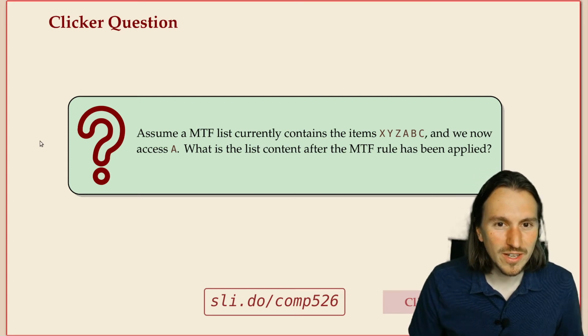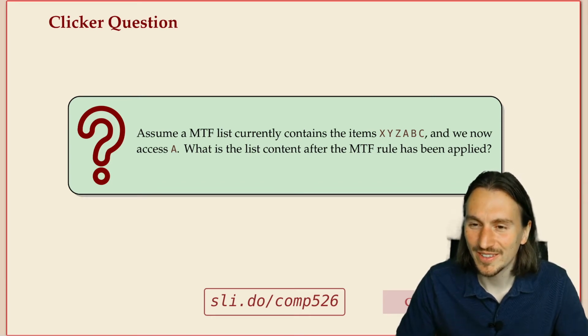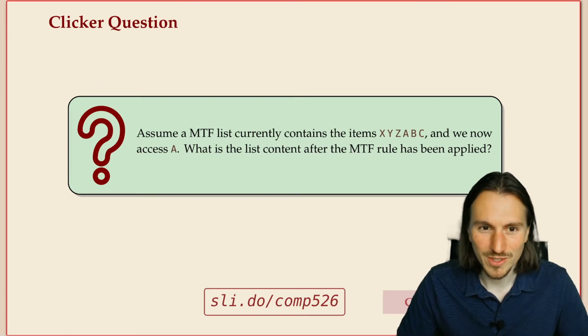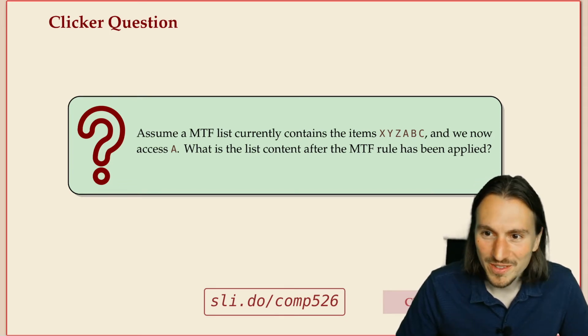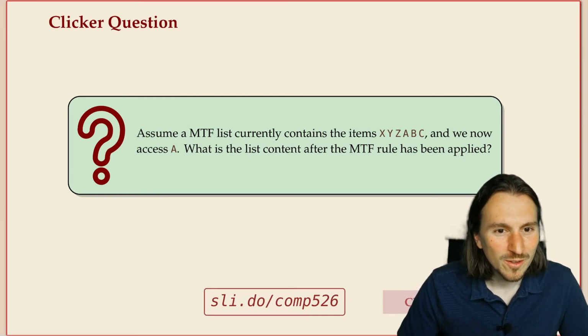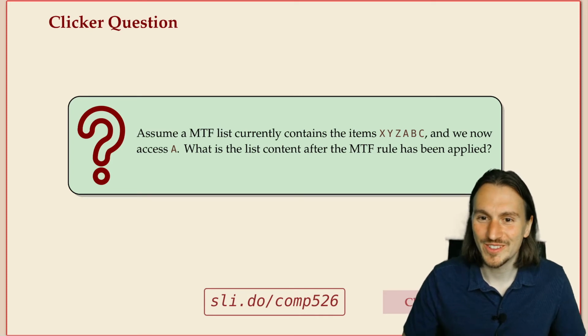I abused the word cloud poll, but you can just type in the content of the queue of this move to front list. And I would say put spaces in between the characters. Okay. Some answers are dropping in, and that seems fine to me. Maybe I'll give you a little bit more time, so we have a few more answers, and then I'll show the results.